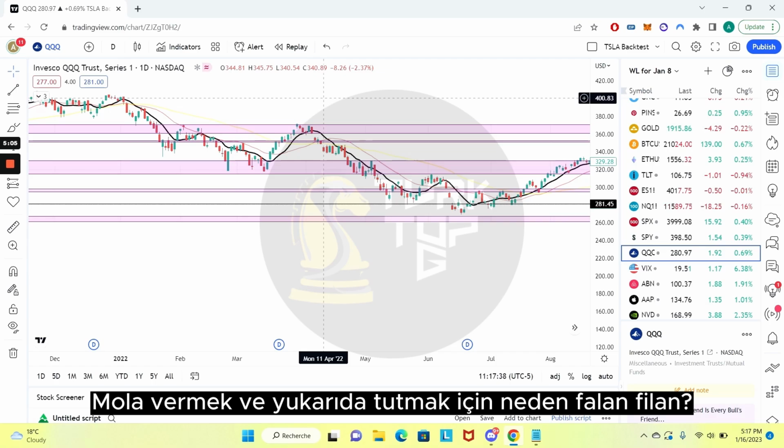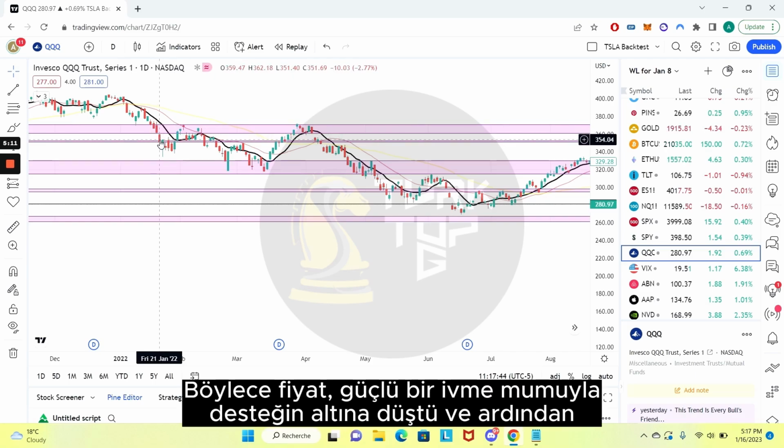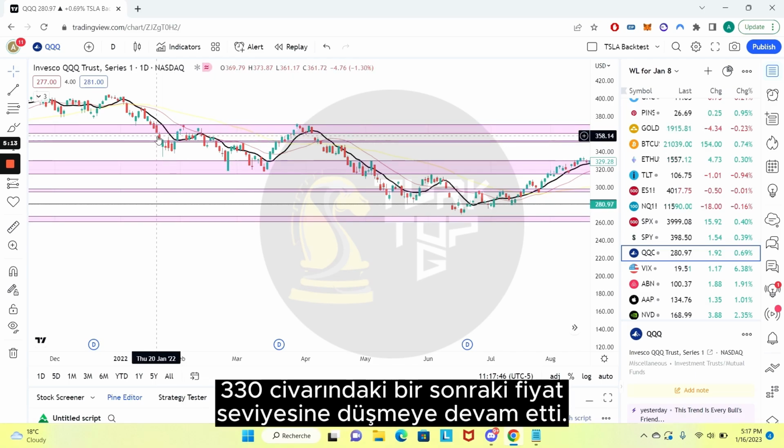Vice versa for break and hold above. We will see some example of that too. So price broke below the support with a strong momentum candle and then continued lower to the next price level around 330.